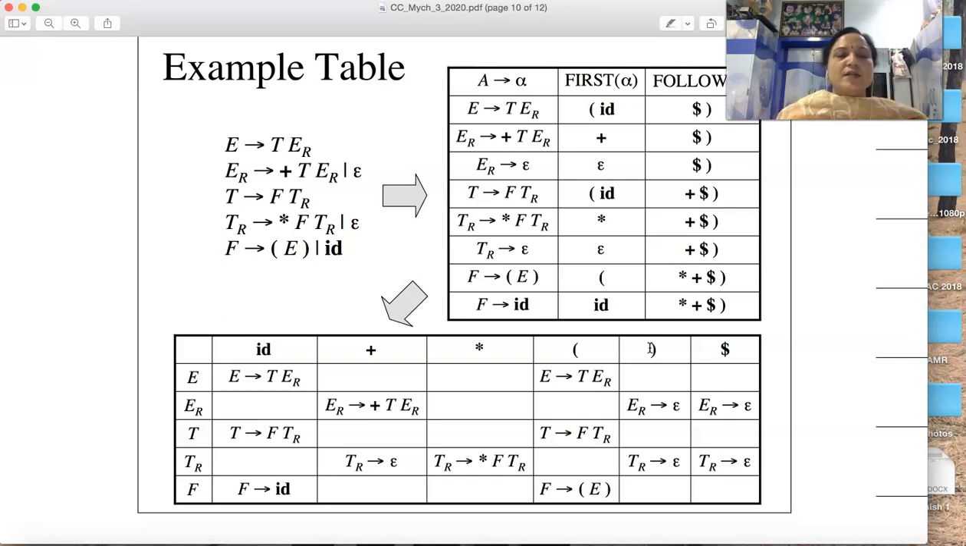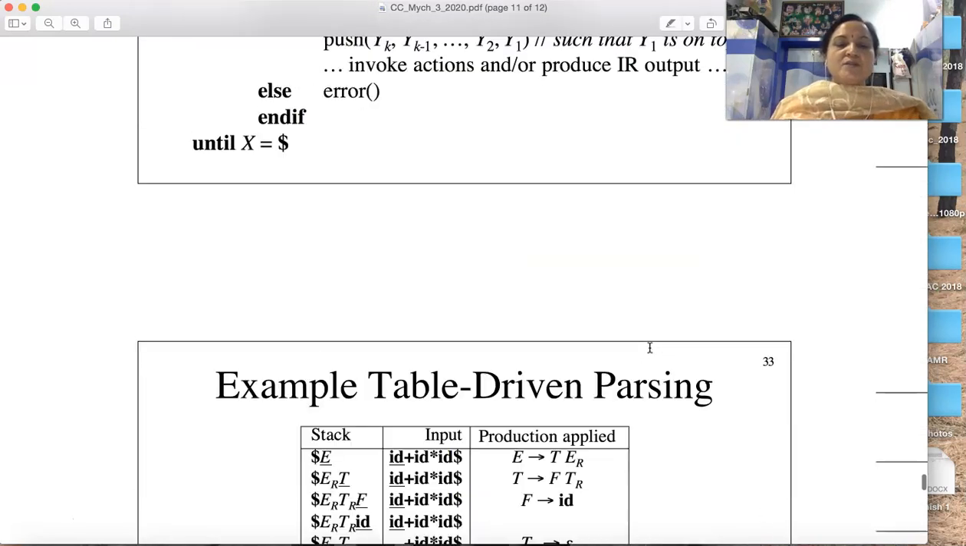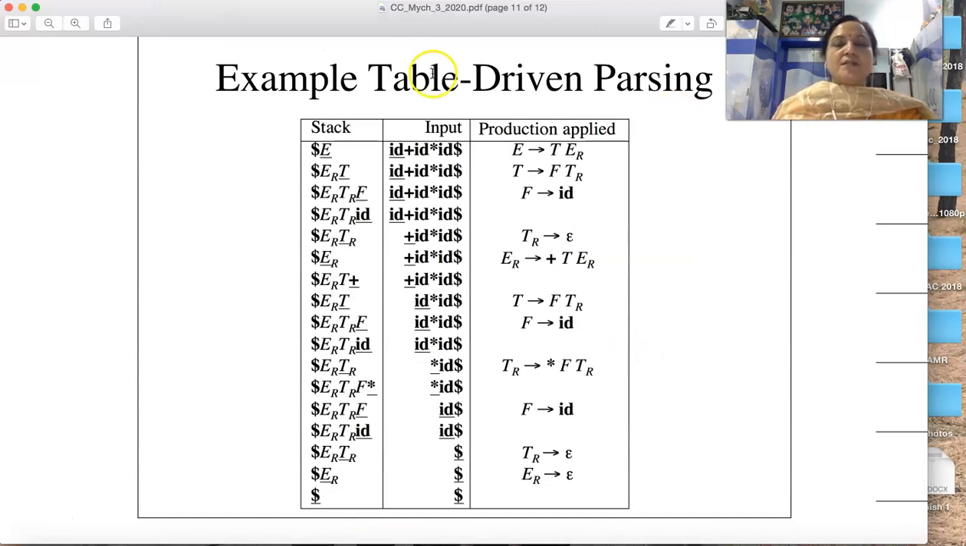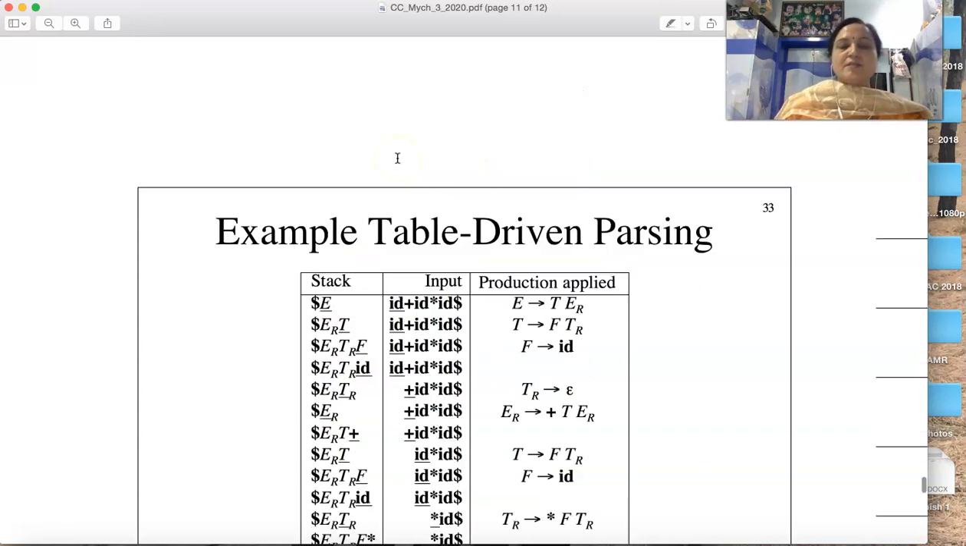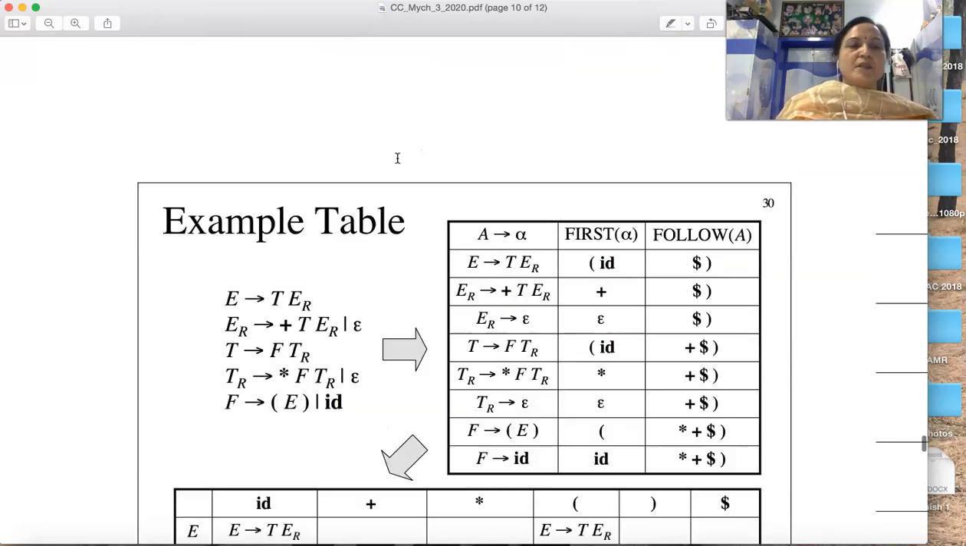E tends to TE dash, E dash tends to plus TE dash or epsilon, T tends to FT dash, T dash tends to star FT dash or epsilon, F tends to E enclosed in brackets or id. So let's see how exactly the parser works. See, this is the stack, this is the input. Suppose the input given to us is id plus id into id followed by dollar, and we want to parse this input. So what is the start symbol of the grammar? The start symbol of the grammar is E.